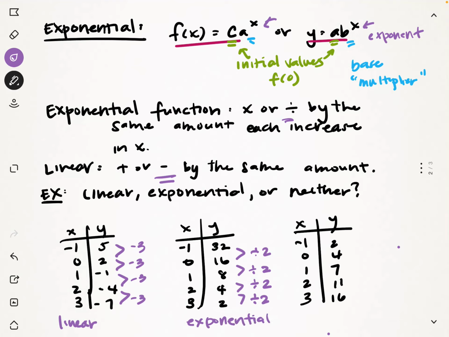And the last one is a little bit weird because it's neither, because each time we're adding by a different amount. So +2, +3, +4, +5. So this one is going to be neither linear nor exponential. And we know that because we're not adding or subtracting by the same amount each time, and we're not multiplying or dividing by the same amount each time.